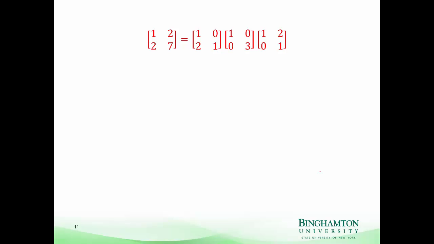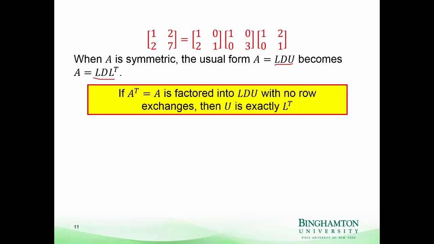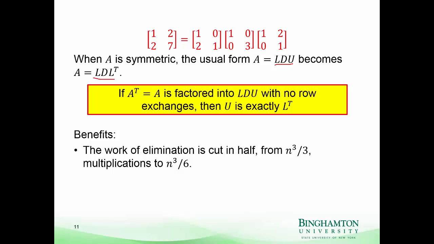So there's that example. When A is symmetric, the general form, LDU, just becomes L D L transpose. So very simple to find. And this works when we have no row exchanges. So then our U is exactly L transpose. There are some benefits of this. Remember, we saw that the amount of computation we have to do is on the order of n cubed over 3. Well, now we only have to do half the work because everything is symmetric.